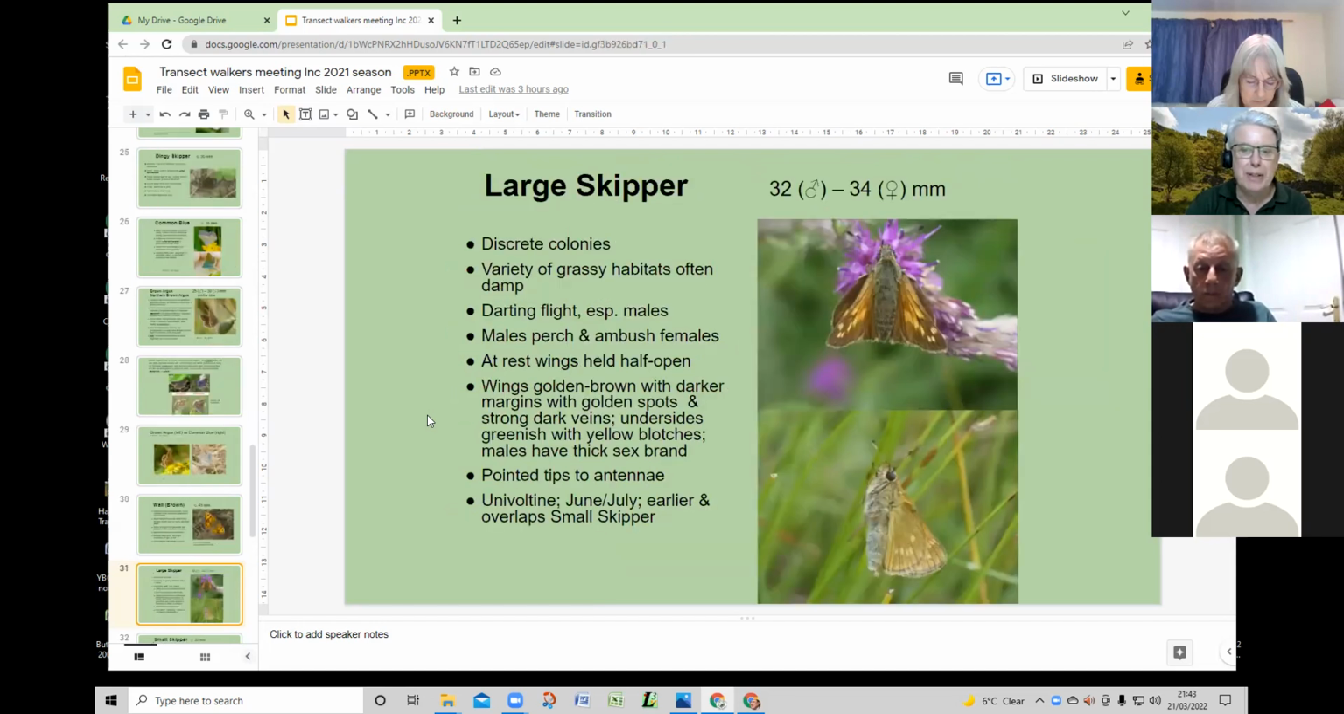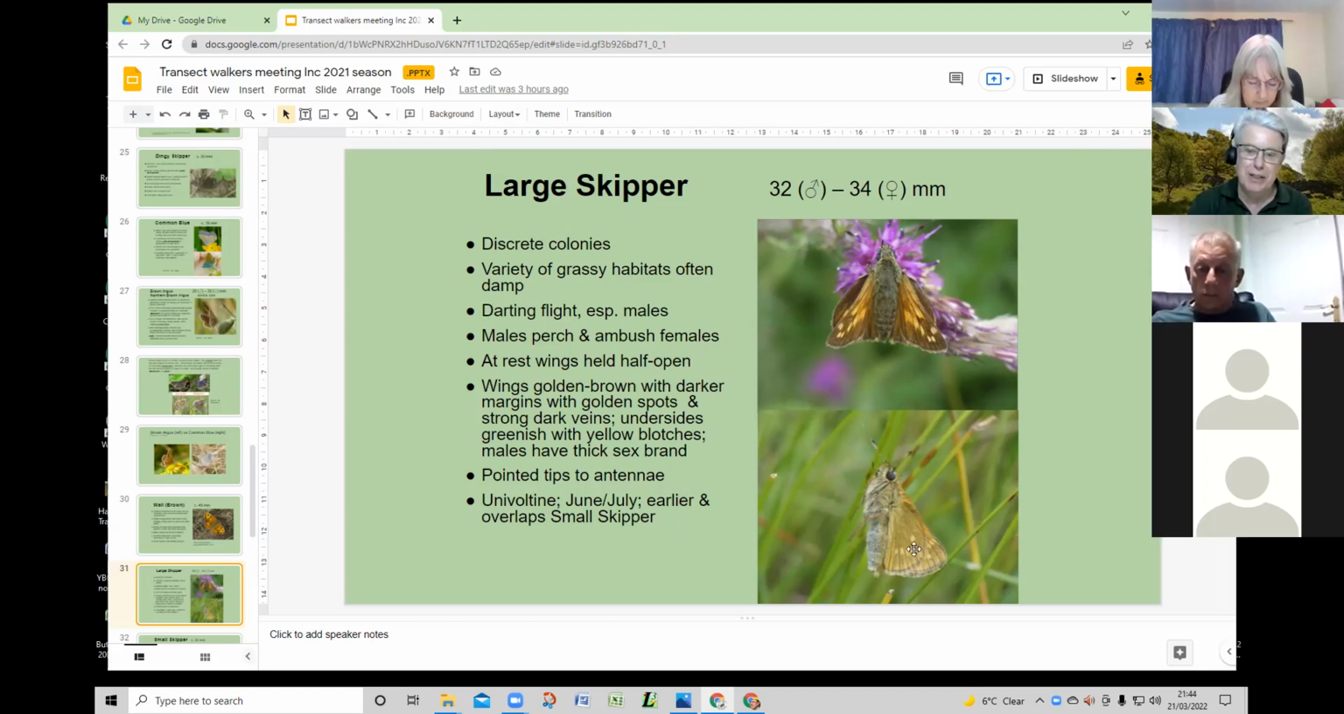The skippers sometimes get confused. Large skipper, small skipper, easily. At the beginning of the season, they quite often get confused. I notice a number of our transect walkers have trouble. The best indicator is spots. If it has spots, it's simple. It's a large skipper, full stop.